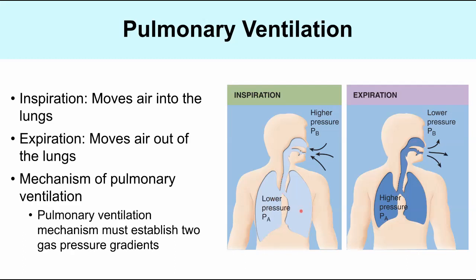Now, at the same time, we also have to establish the reverse of that situation in order to properly exhale. So we have to establish a pressure gradient in which the pressure in the lungs becomes higher than the pressure out here in the atmosphere. Therefore, we can move the air from inside the lungs, where it's at a high pressure, down its pressure gradient into a lower pressure environment.